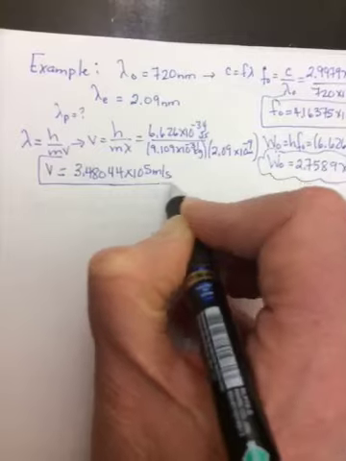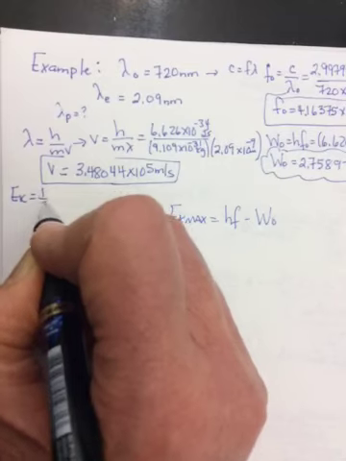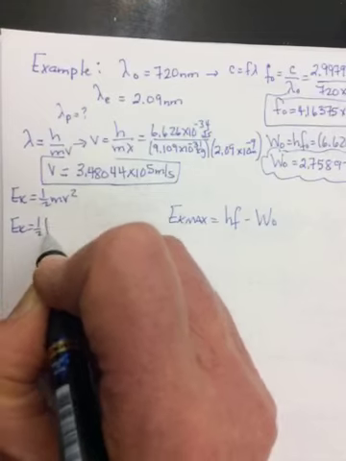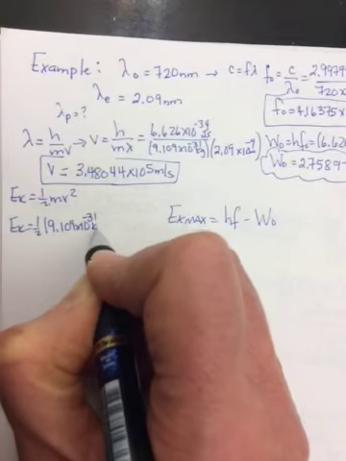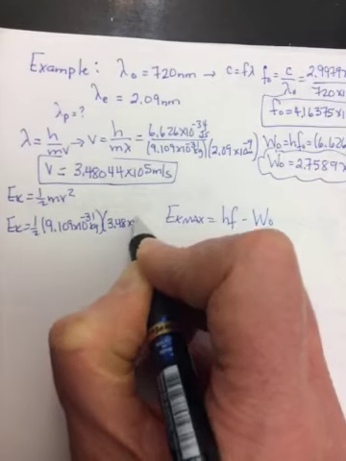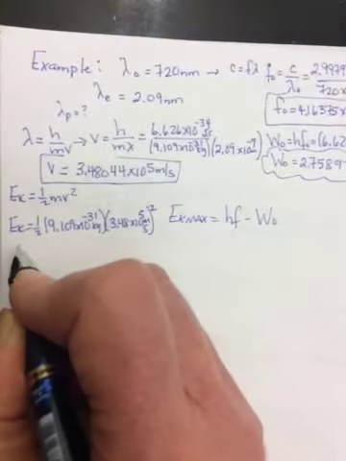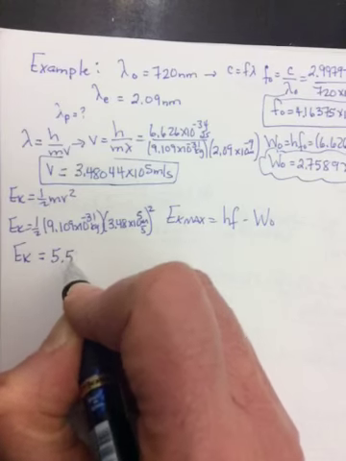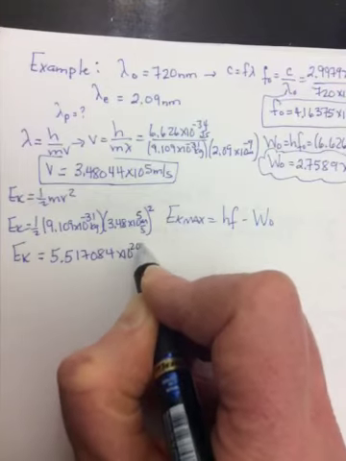With this speed, we can now find the kinetic energy, because we know EK is equal to 1/2 mv squared. So EK is equal to 1/2 times 9.109 times 10 to the negative 31 kilograms times this 3.48, etc., times 10 to the 5th meters per second, all squared. I really did keep all my decimals, I was just going to run out of space there. And when you do this, you get an EK of 5.517084 times 10 to the negative 20 joules.